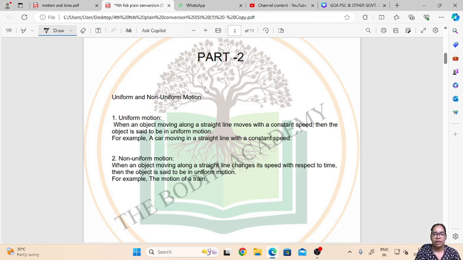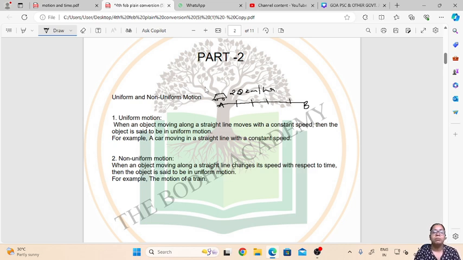The meaning of uniform motion is, if I have a point A and a point B, and this is a straight road, okay? Along a straight line, say this is a car. When a car is moving from A to B at a constant speed, that is, the speed of the car while moving is constant, say it is moving at the speed of 20 kilometers per hour, this type of motion is called uniform motion.